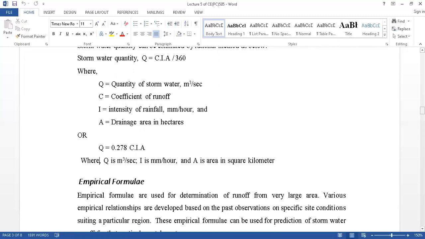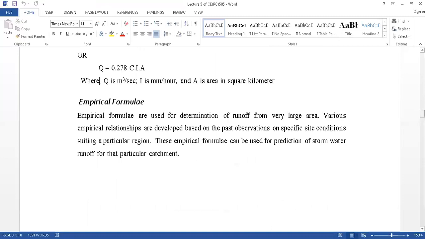Now there are other formulas also, which are called empirical formulas. Empirical formulas are based on certain experimental findings. Let us consider the empirical formulas. The empirical formulas are used for determination of runoff from very large areas. Various empirical relationships have been developed from past observation, but here I will highlight only 3 to 4 basic empirical formulas which will be used for prediction of stormwater runoff for that particular catchment.